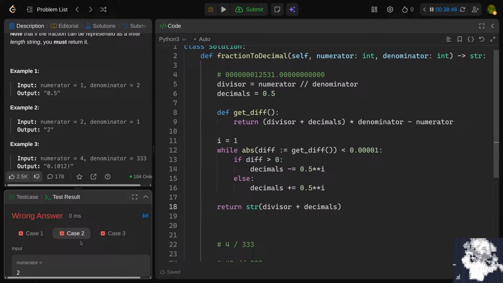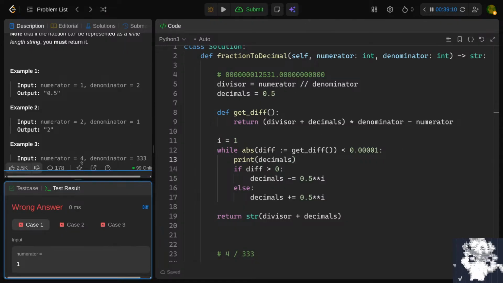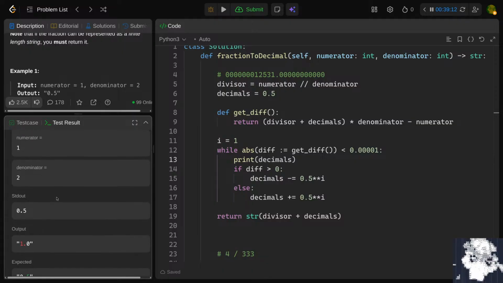We said 1.0, then we said 2.5, then we said 0.5. So why is this not at all working? Let's print decimals. It's only executing once.